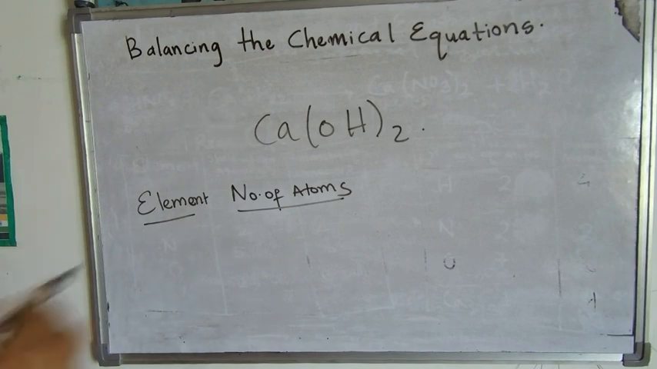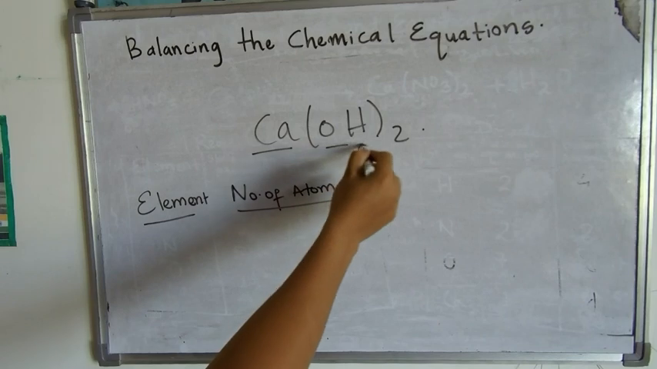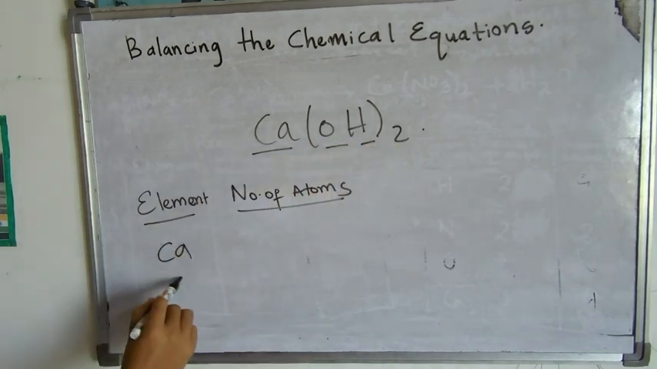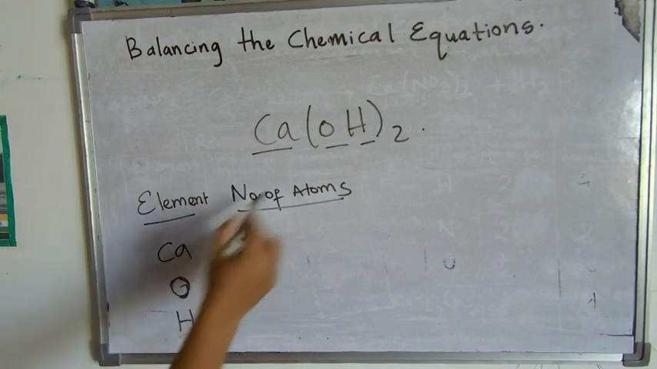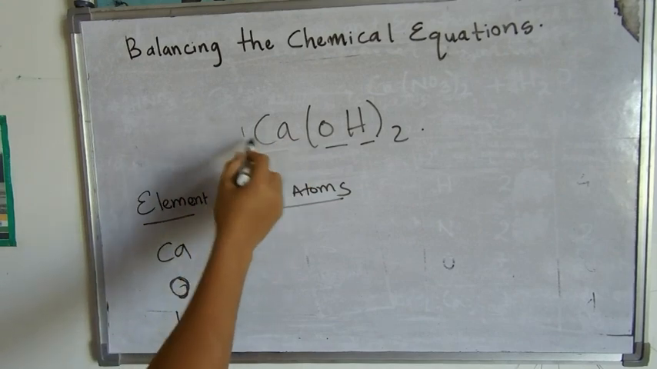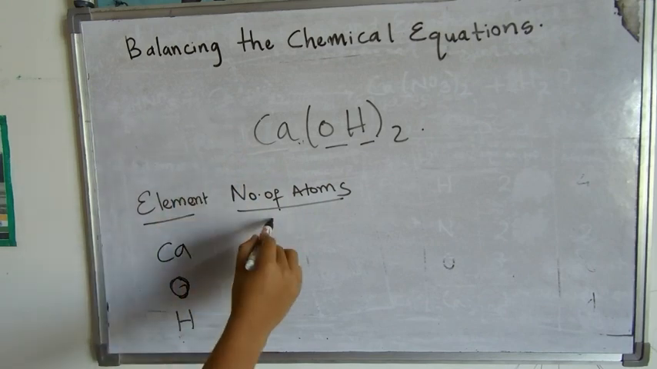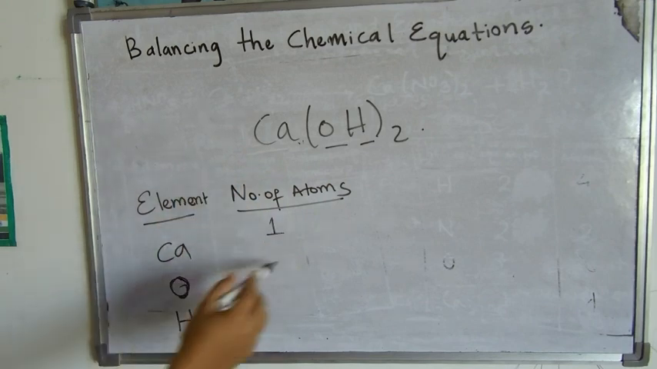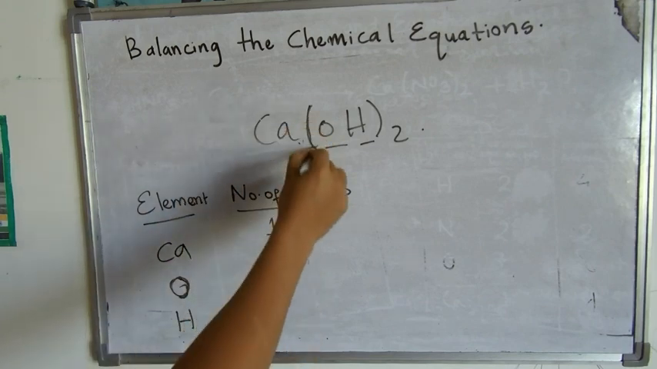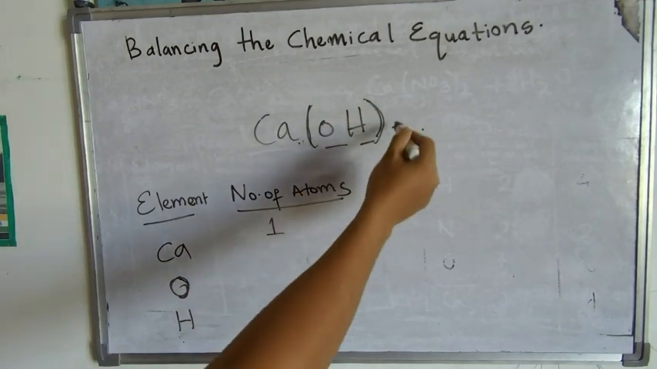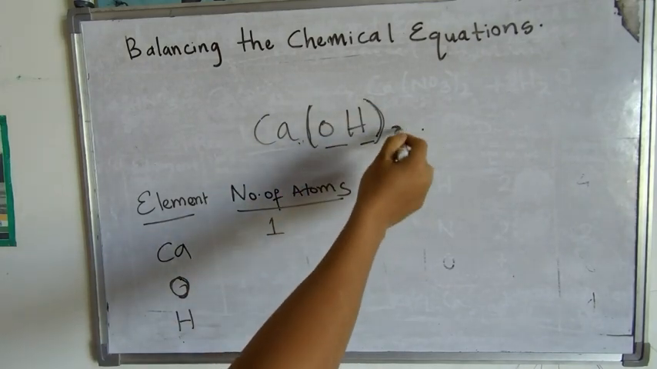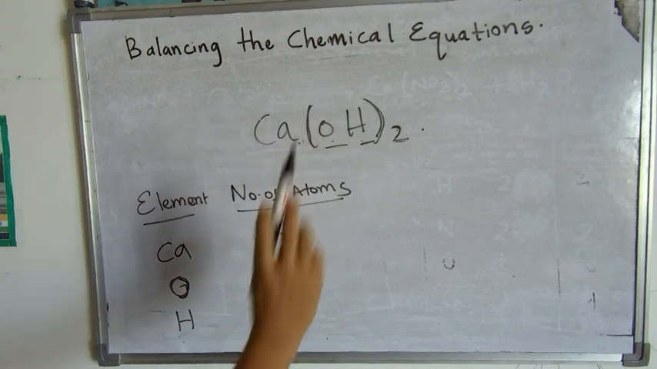So let's see. The elements we have are calcium, oxygen and hydrogen. I'm writing calcium, oxygen and hydrogen. For calcium, if there is nothing written, then always remember there is a 1 there. So the number of atoms in calcium is 1, but here you see this is a bracket, and outside it we have the 2. It means that this 2 is for hydrogen and also for oxygen.